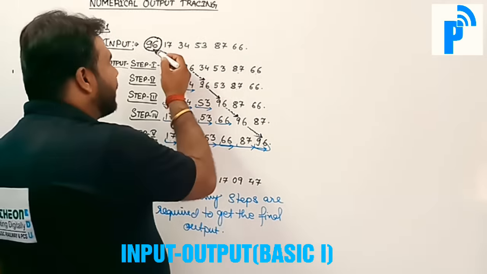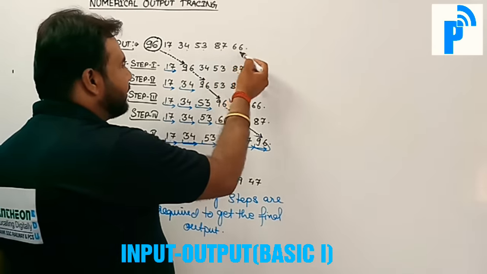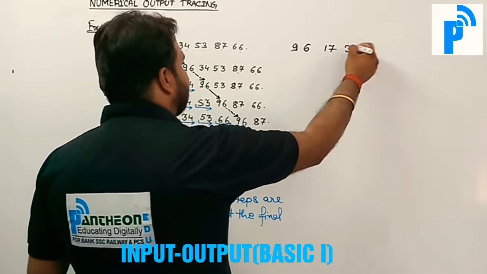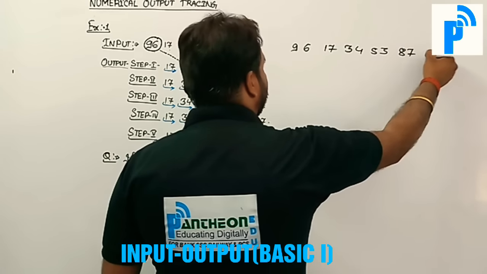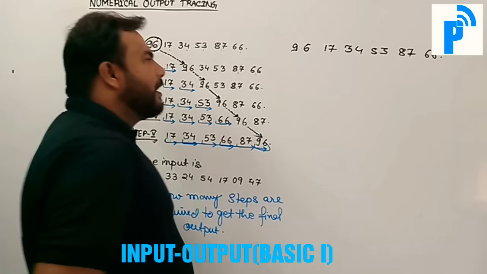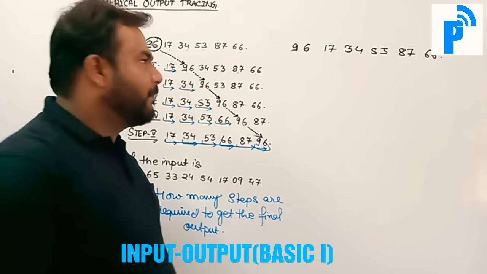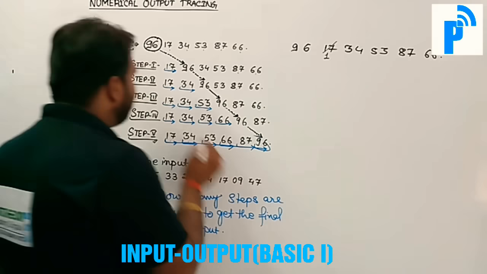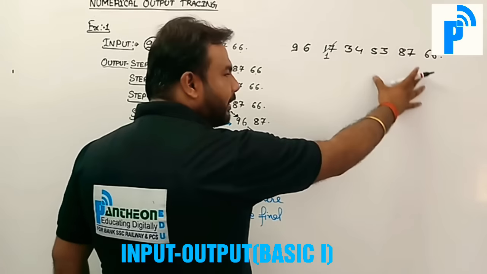ठीक है ना. 96, 17, 34, 53, 87, 66. We have 96, 17, 34, 53, 87 and then we have 66. अब इसमें बताइए फ्रेंड्स, सबसे छोटा नंबर कौन सा है? We have 17. अब आप 17 को देखो, ये 17 क्या हुआ? स्टेप 1 में अरेंज हुआ है नहीं हुआ? यस और नो? एंड नेक्स्ट बाकी सब जैसा का तैसा उतर जाएगा.